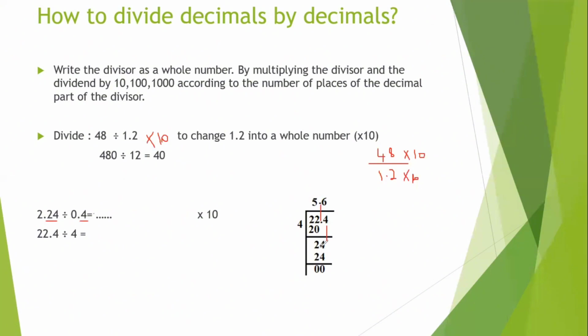So I have 24. 24 divided by 4 equals 6. 6 times 4 equals 24. 24 minus 24 equals 0. So the answer is 5.6.